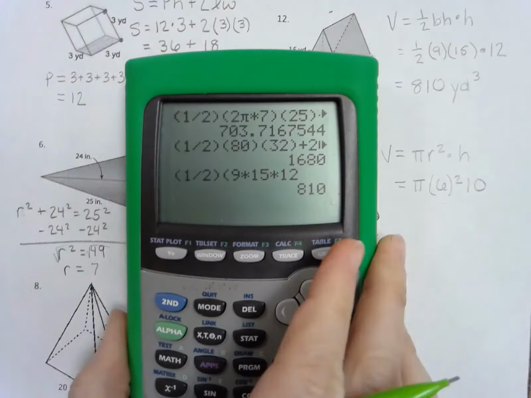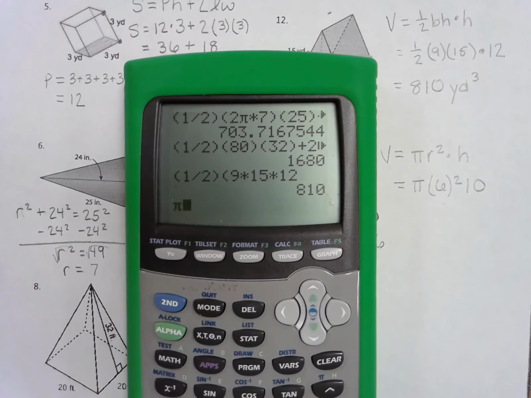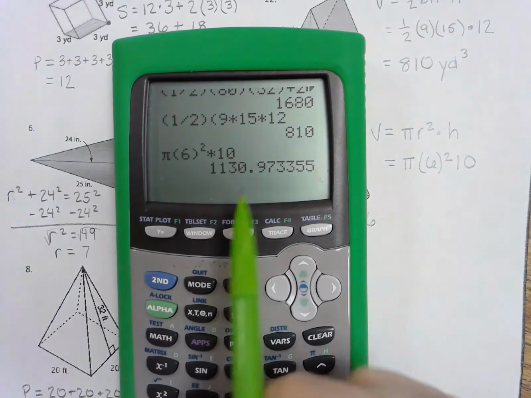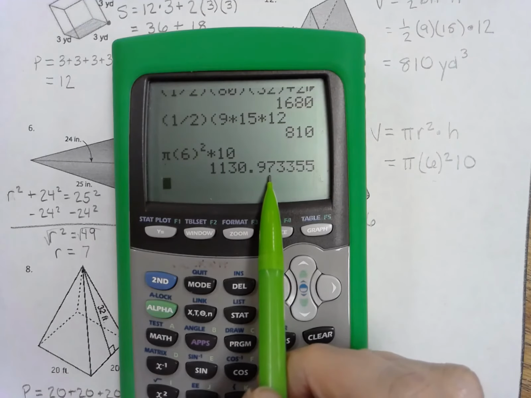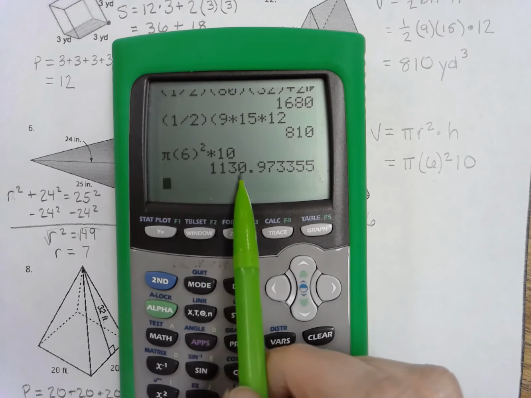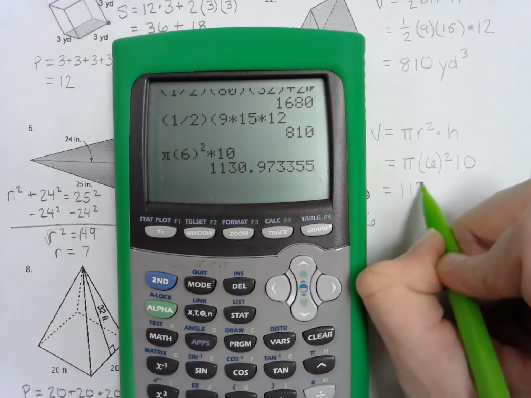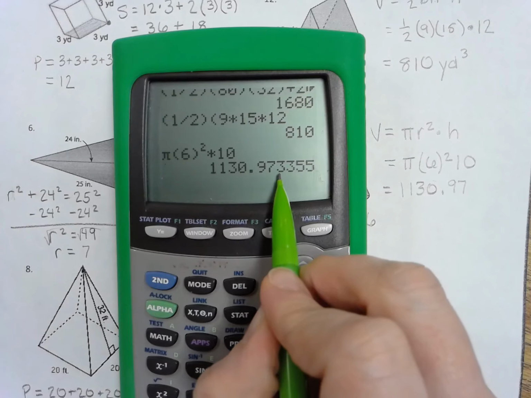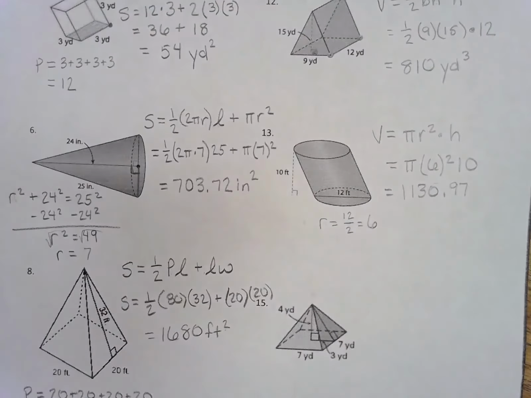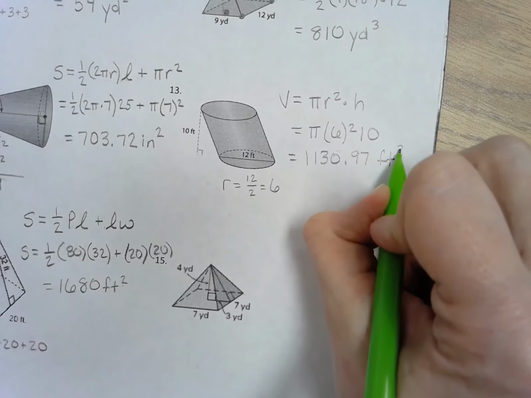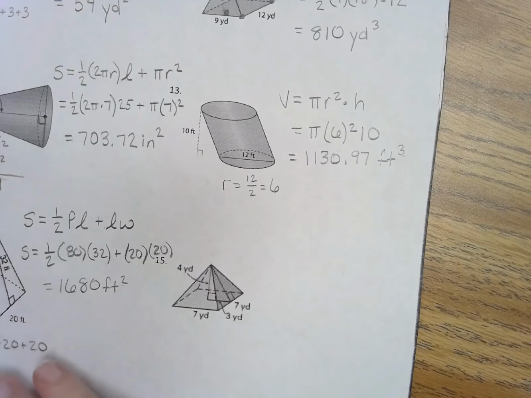So let's go to the calculator. We got pi, so second pi, do your r squared times your height, rounded to, again, the nearest hundredth, so 2 decimal places. The 3 will not make it round up, so we'll leave it 1,130.97. It will not round up with that 3 behind there. So that volume for our units, we're in feet, so it will be cubic feet for our volume.